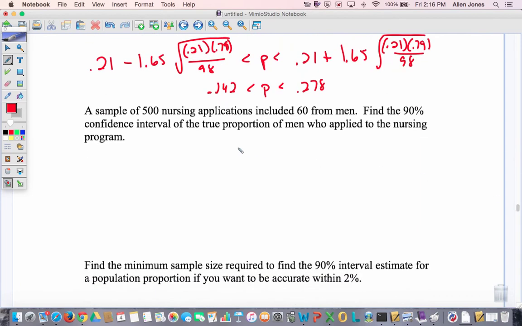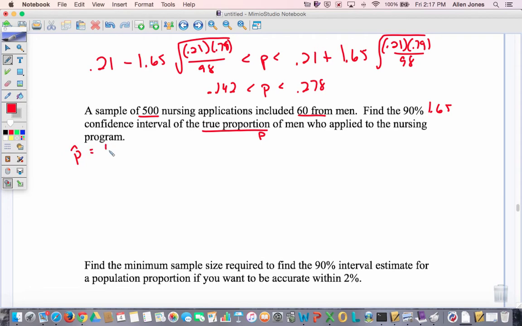One more time here. A sample of 500 nursing applications included 60 from men. Find the 90% interval, 1.65, of the true proportion of men, or our P, who applied to the nursing program. So notice in this case it says 60 of the 500 were from men.